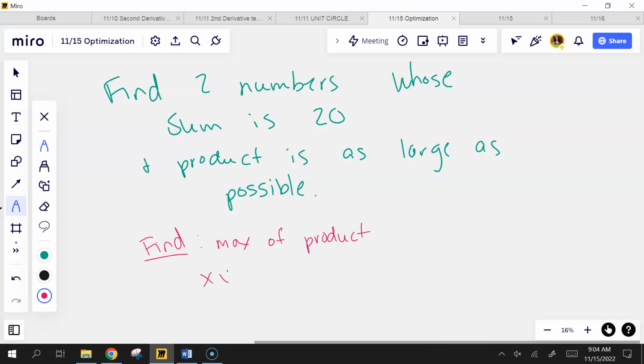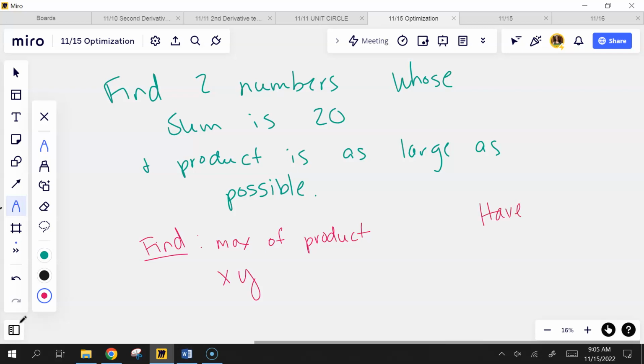I want this to be as large as possible. Do you agree? So I'm going to say, and actually, let me not use X and Y. Let me use A and B. Well, okay, I'll use X and Y. That's fine. I'll use X and Y.